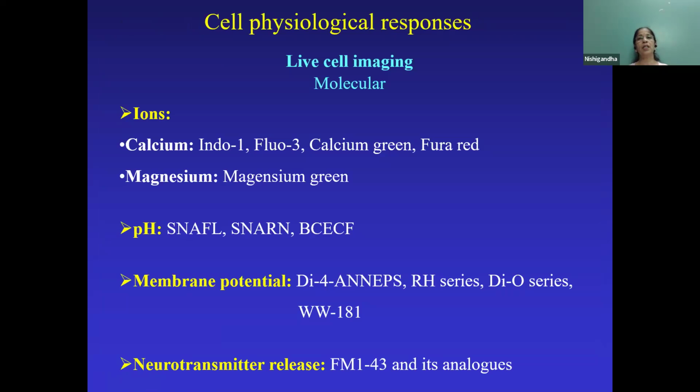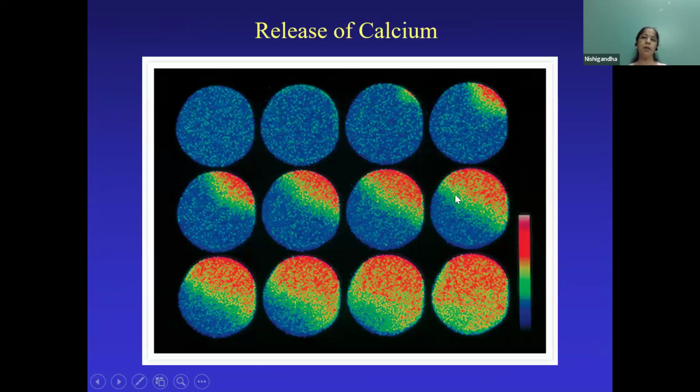Then various cell physiological responses, like ions such as calcium, magnesium, or pH of the cell, membrane potential, neurotransmitter release, also can be studied in live cell imaging. This is one example of calcium. This is an oocyte. Again, these are all 3D images. In the first two cell images, what you see is calcium at the basal level. It's in blue and green color.